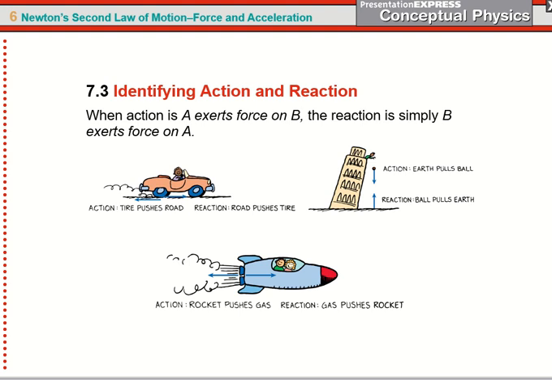All right, so the reaction is the road pushes the tire. Here we've got the action, the earth pulls the ball down. Guess what? The ball is pulling the earth up as well. Over here we've got the action, the rocket pushes the gas backwards. Guess what? The gas is pushing the rocket forwards.